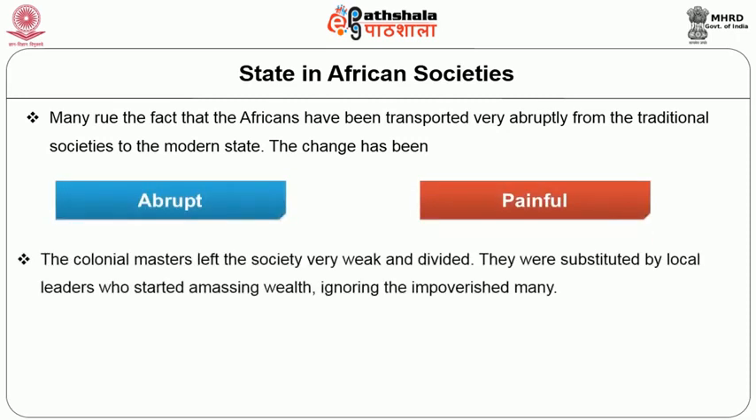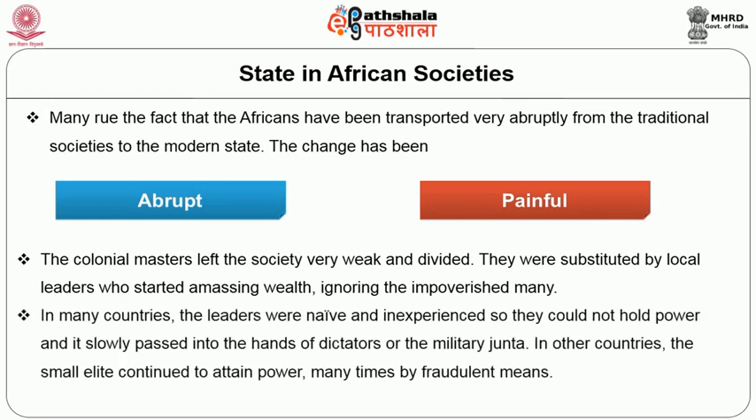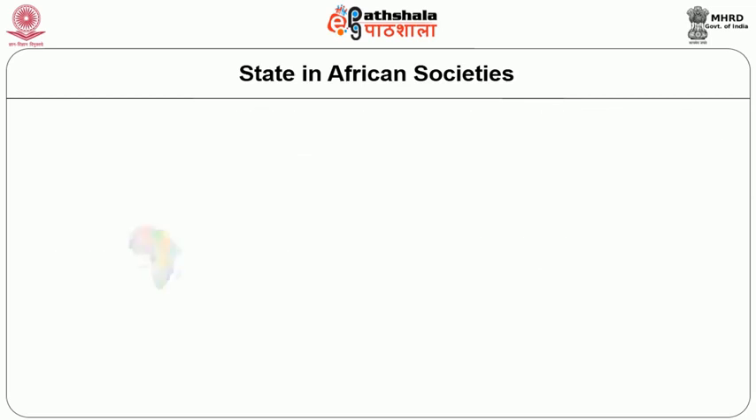The colonial masters left the society very weak and divided. They were substituted by local leaders who started amassing wealth, ignoring and impoverishing many. In many countries, the leaders were naive and inexperienced so that they could not hold power, and it slowly passed into the hands of dictators. In other countries, the small elite continue to attain power, many times by fraudulent means.